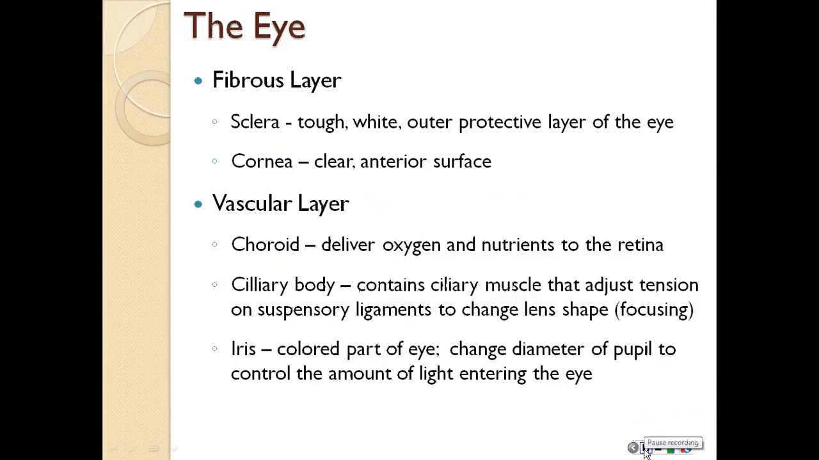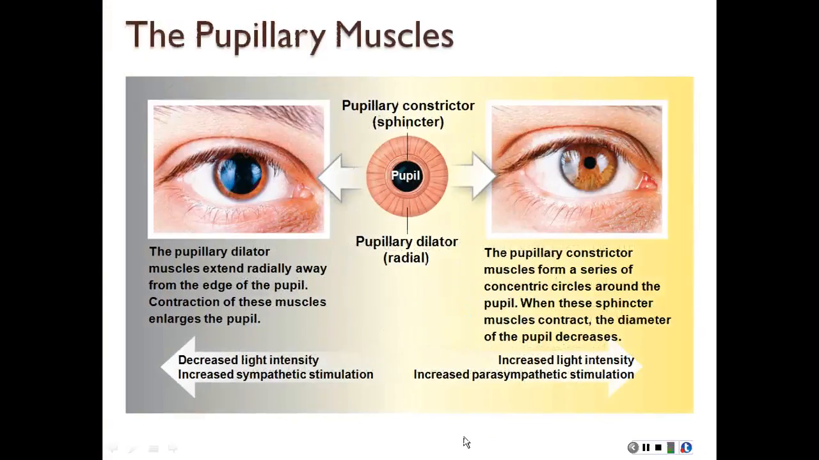Things about the eye that you all need to know. First of all, the pupillary muscles, we may have mentioned this. Remember, what are the extrinsic muscles of the eye? The 4 rectus muscles and the 2 obliques. Those are extrinsic, which means what? On the outside of the eyeball.